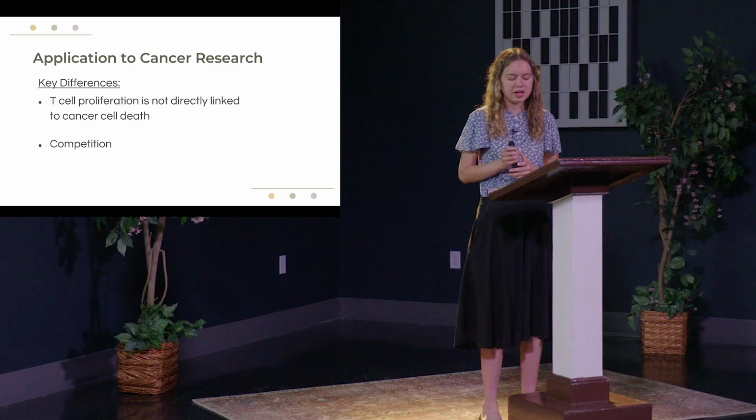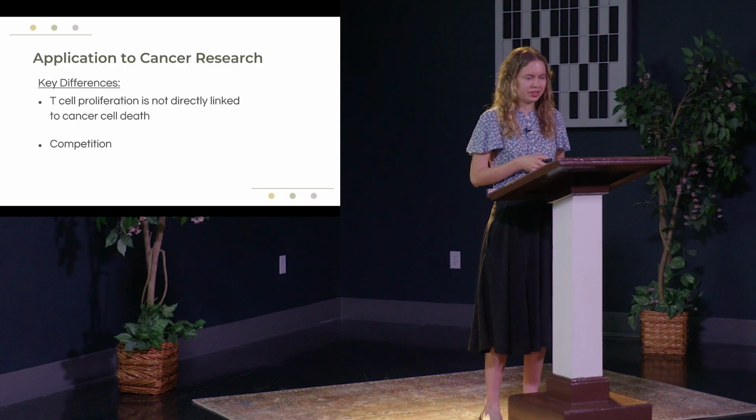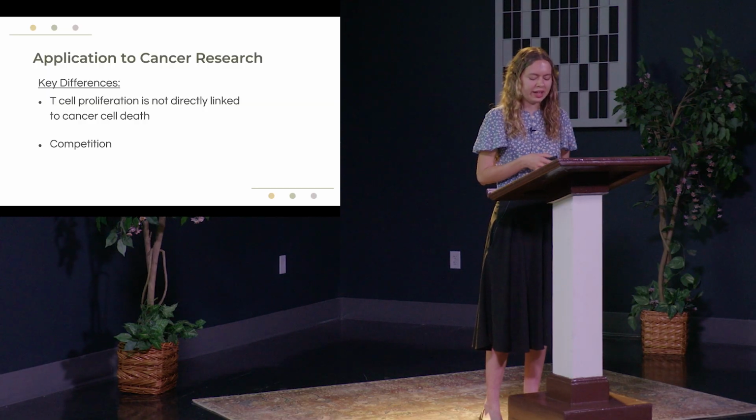Secondly, I want to talk about competition. Because just like any ecosystem in nature, the resources within the tumor microenvironment are limited, and that means that T cells and cancer cells are not just in a predator-prey relationship, but they're also competitors. They compete for limited amounts of glucose and other nutrients like that. And so this extra element of competition is another way in which tumor-immune interactions deviate from the typical predator-prey interactions.